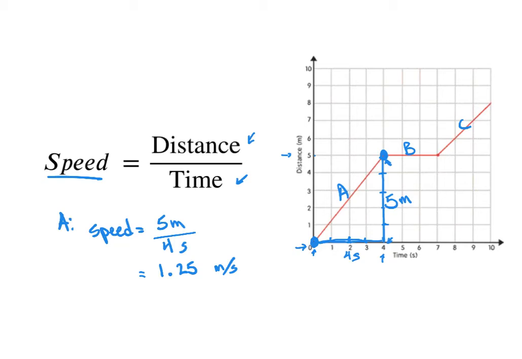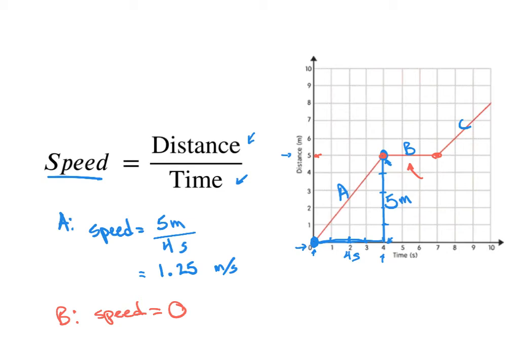We can look at part B next, but part B is really easy because we know that it is horizontal, right? And so the distance is not changing. The distance was 5 meters the whole time, so it hasn't moved. So for part B, our speed is 0.